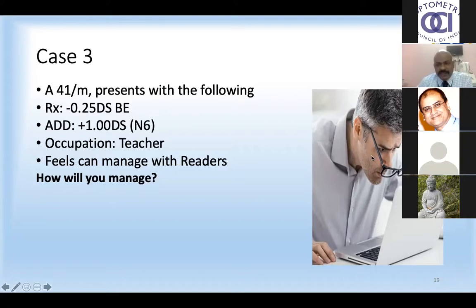So if you can see this picture, this gentleman is using his glasses, and he is also trying to adjust his glasses or move his glasses. Why is he doing that? Probably he is not very comfortable with the reading glasses. Probably he requires a different kind of correction. So what is it that this guy requires, and how will you manage this case?